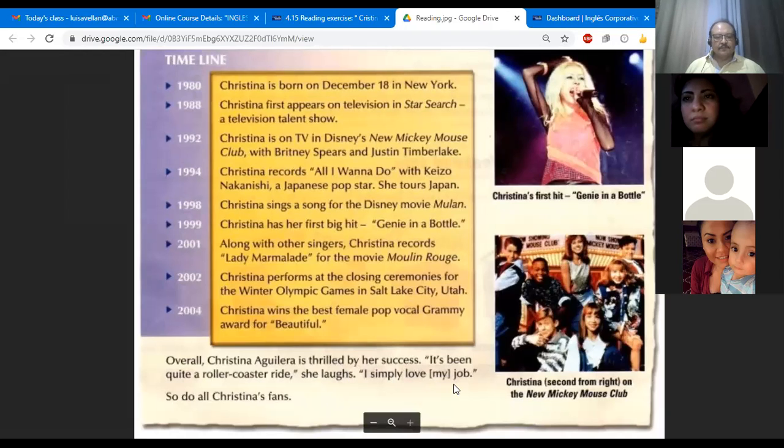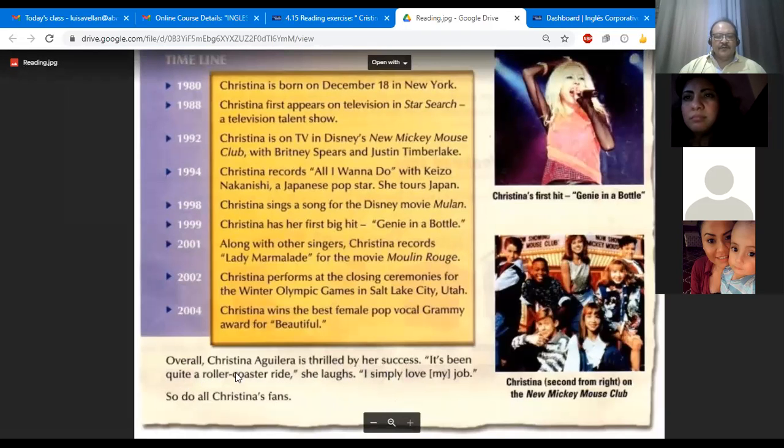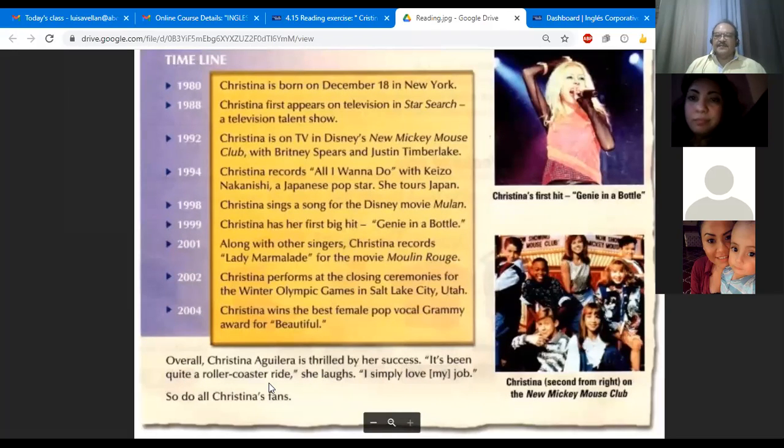Any expressions? For example, here says it's been quite a roller coaster, right? When you say it's been quite a roller coaster, it's una montaña rusa. Sometimes people compare the roller coaster with life, because sometimes you go up and then you go down, and you go up and then you go down. In life it's like that, right? Ups and downs, emotions, you feel nice, and sometimes you are scared, you are thrilled. So that's what she says. Ha sido como un viaje en una montaña rusa. I think some singers, some artists, have that sensation that their life is like this, up and down, up and down. Okay, what else?